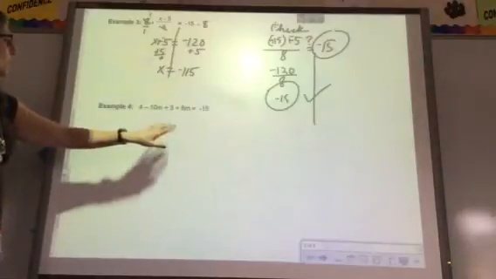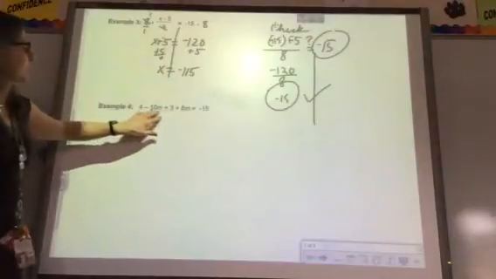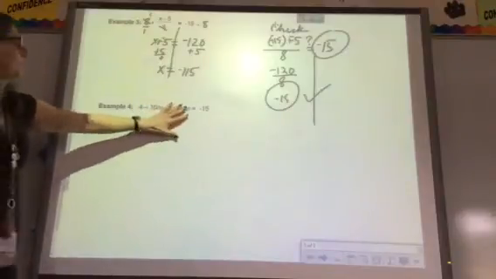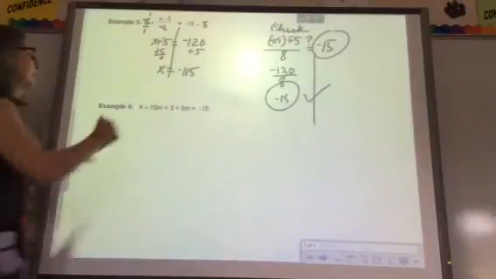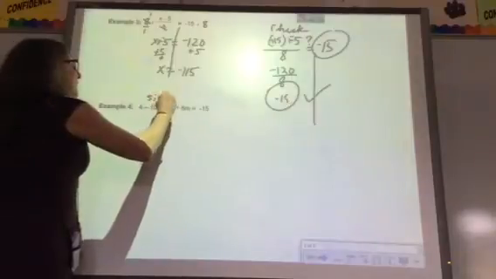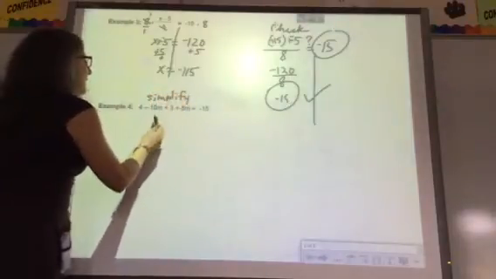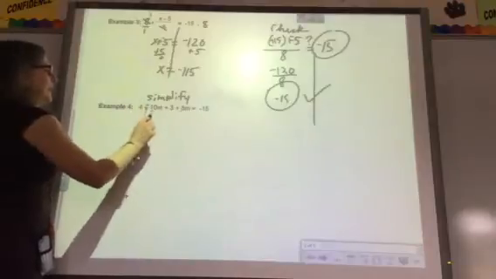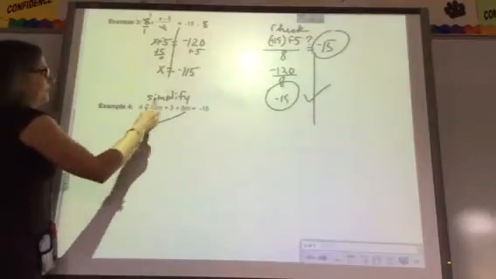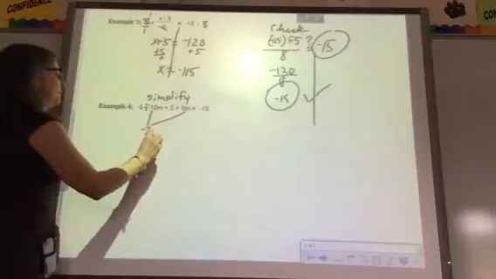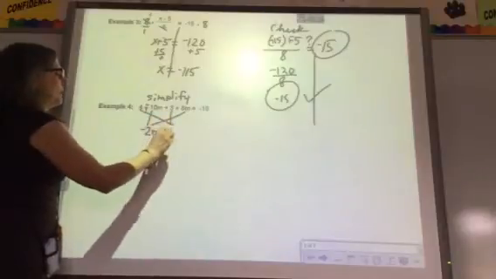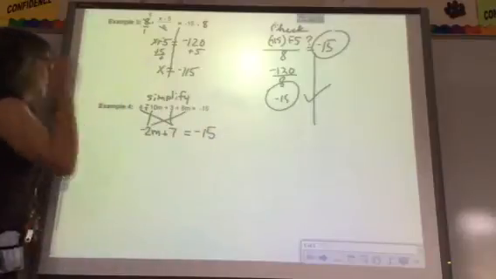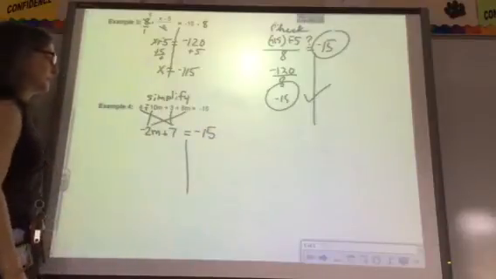Okay, so the last one, we've got a bunch of m's on this side, and it's all equal to negative 15. So first of all, we need to simplify this side, and we can do that by combining like terms. I've got negative 10m and negative 8m, which will be negative 2m. And then I've got a 4 and a 3, which is 7. And that's equal to negative 15.